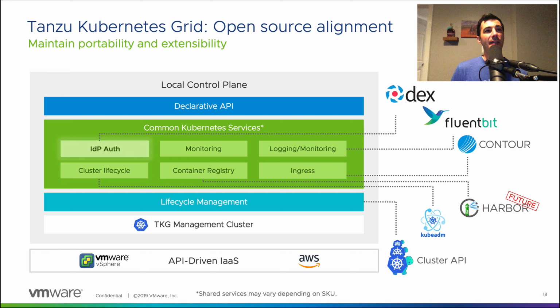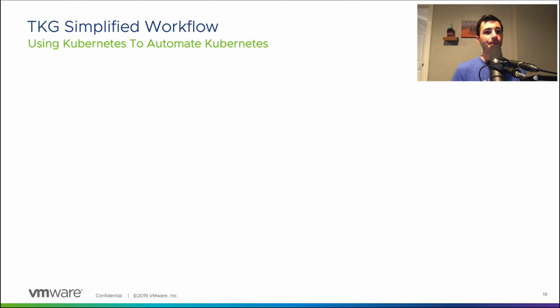And next, we also have Dex. Dex is going to be an authentication component. So if you want to authenticate against LDAP or OIDC, you can utilize Dex to do that, and you can have authentication going into your Kubernetes workload clusters.